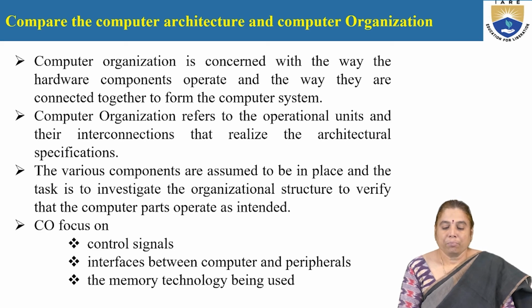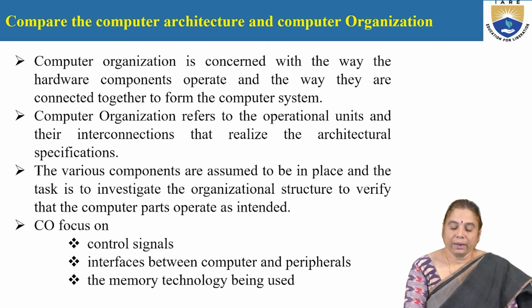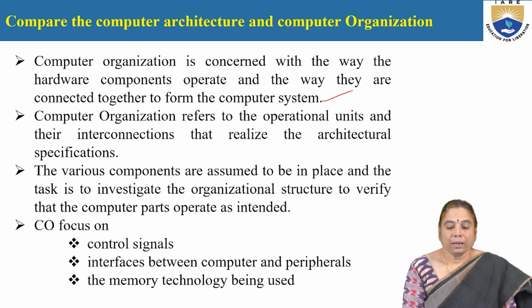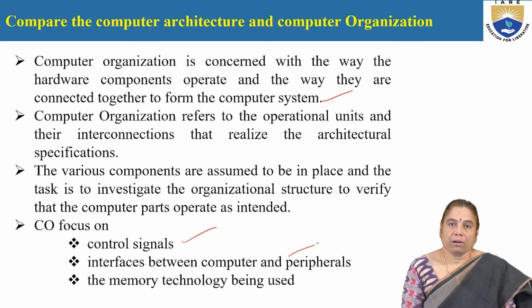Next, compare the computer architecture and organization. So computer organization is concerned with the way the hardware components operate and the way they are connected together to form the computer system. Organization is also referred to as how the operational units and their interconnections realize the specifications. So computer organization focuses on the control signals, interfaces, memory technology, all these.